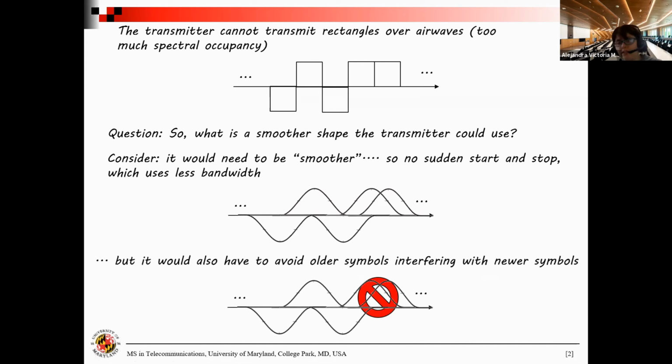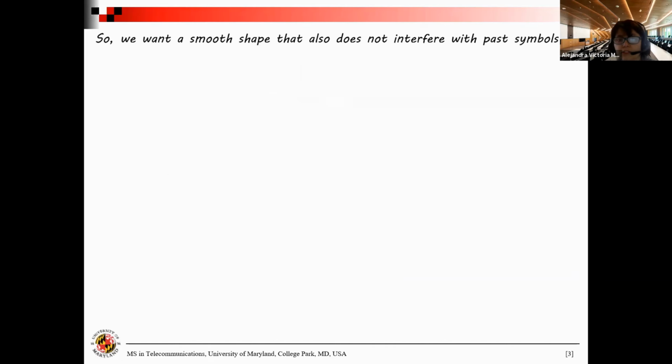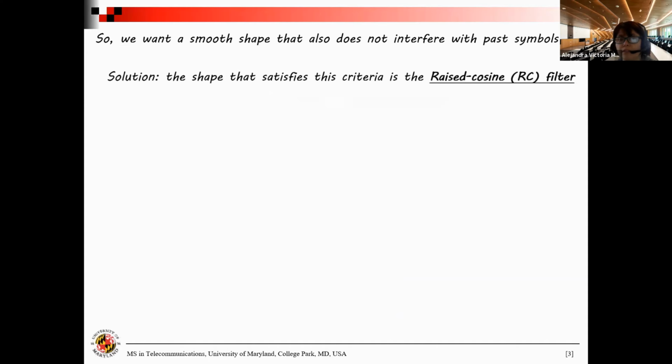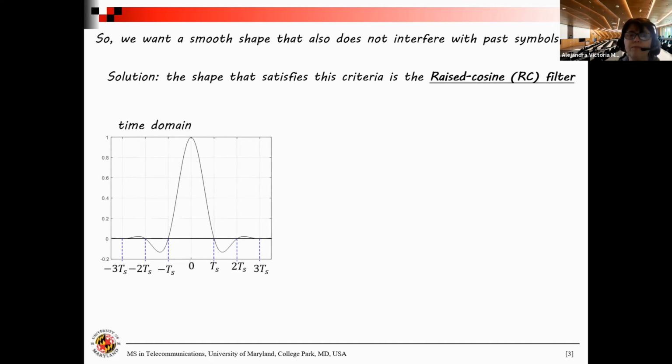So the question is, I want to have a smoother symbol. I want to occupy less spectrum, but I want to avoid intersymbol interference. I want the newer symbols not to interfere with the older symbols, and vice versa. So we want a smooth shape that also does not interfere with past symbols. And the shape that satisfies this criteria is the raised cosine filter, okay?